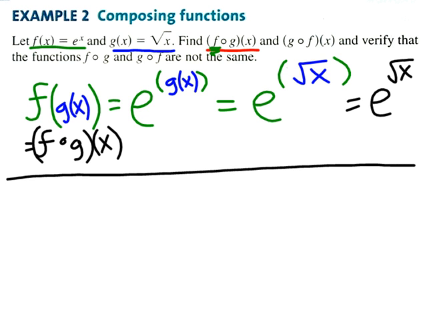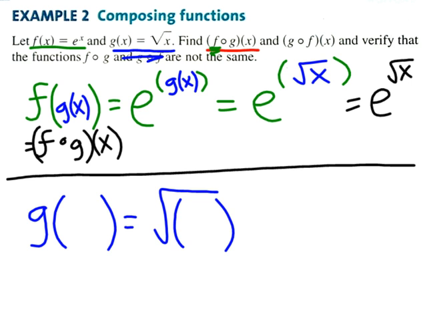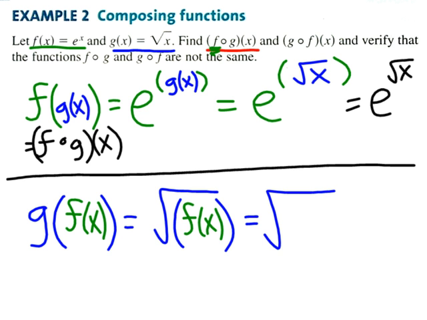Let's do it the other way around. Let's do the g of f of x. Likewise, g of blank, I would prompt you in class, and you would say g of blank equals square root of blank, according to our initial definition up here. And we would fill that in with f of x. As long as I put f of x here, I can also put it over here. And then I would do my substitution. What does f of x equal? Well, it equals e to the x power. I won't put the parentheses here. They don't really do anything here.